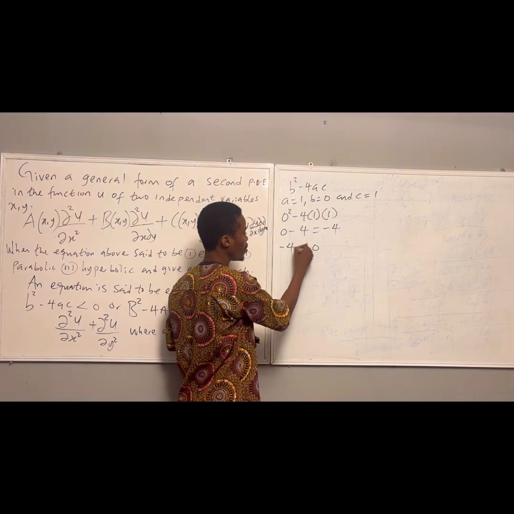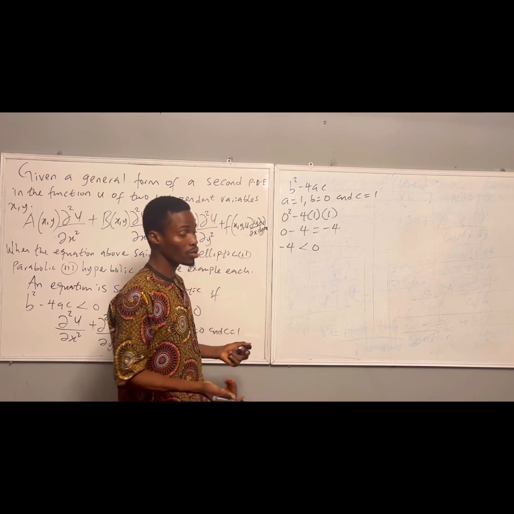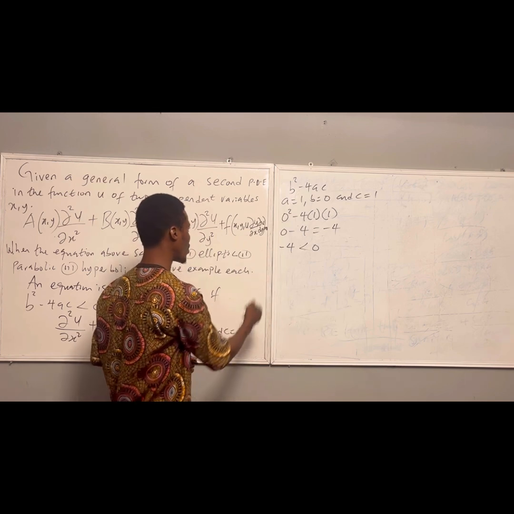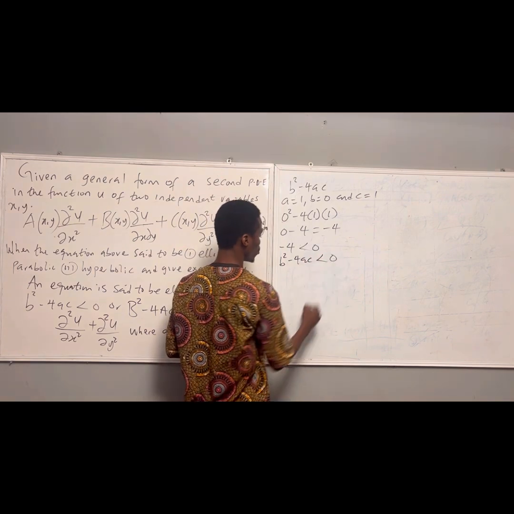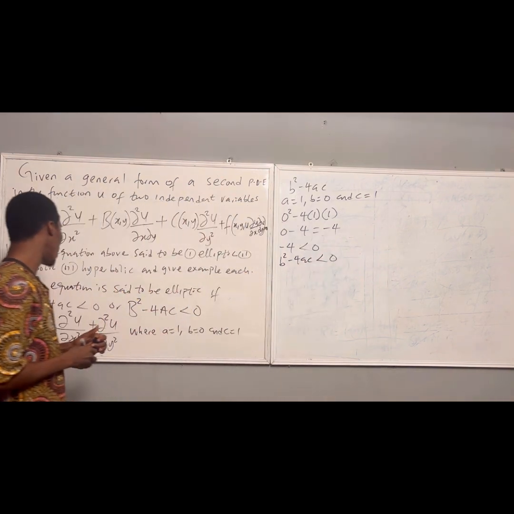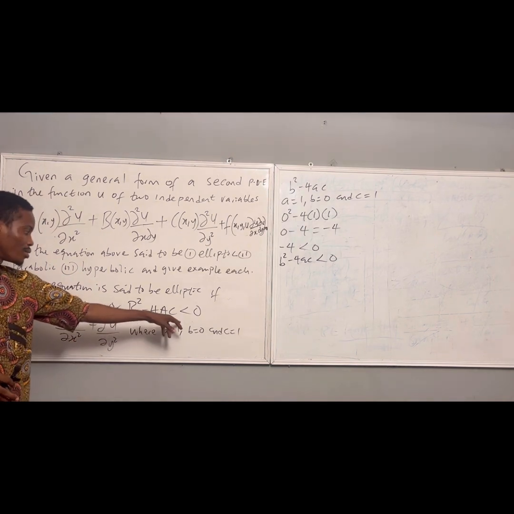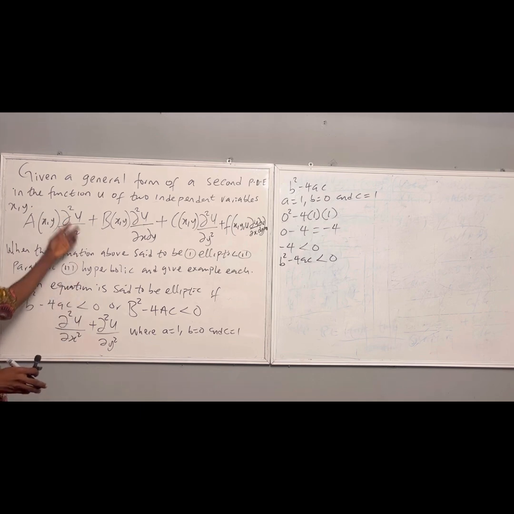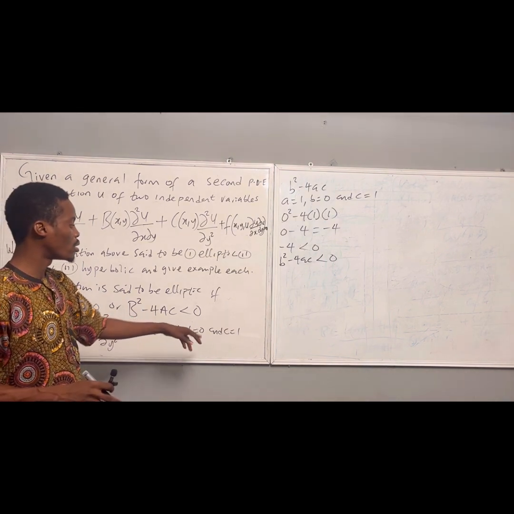Otherwise, 0 is greater than minus 4. So that's why we have b² - 4ac is less than 0. So an equation is said to be an elliptic if b² - 4ac is less than 0, or we can use the capital letter. And it must be in the form of ∂²u/∂x² plus ∂²u/∂y², where our a is equal to 1, b is equal to 0, and c is equal to 1.